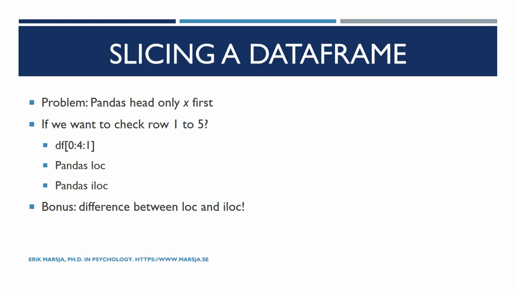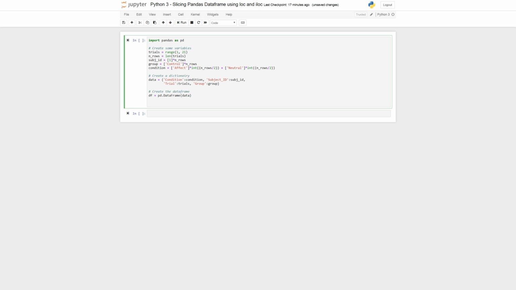Let's start coding. As usual when working with pandas, we import pandas as pd. Here are some variables that I will create, and we create a dictionary, and from this dictionary we will create a pandas data frame. You will always find links in the description below. You will find a Jupyter Notebook, a link to a pandas data frame tutorial, and other useful videos that I've uploaded.